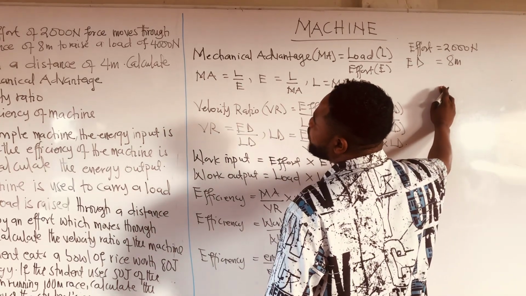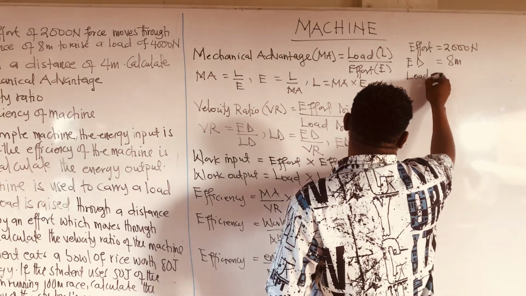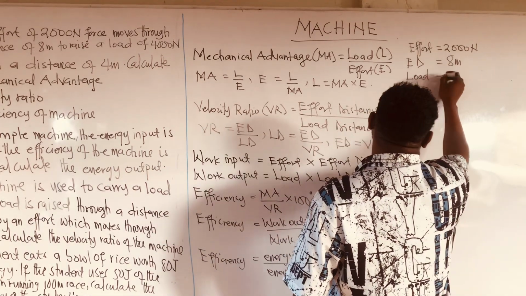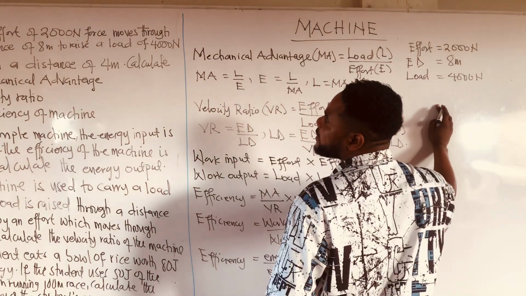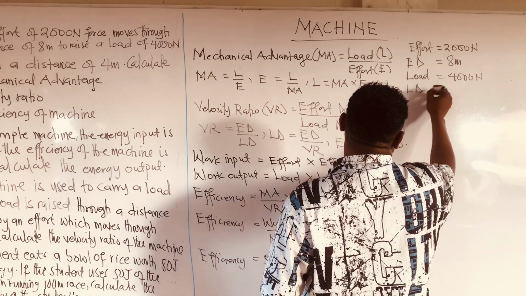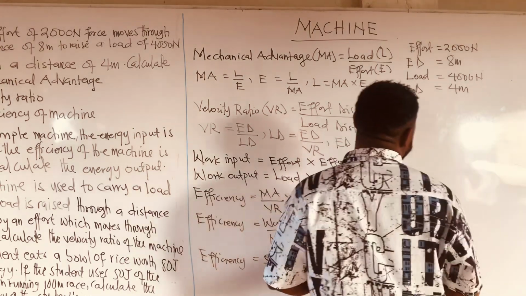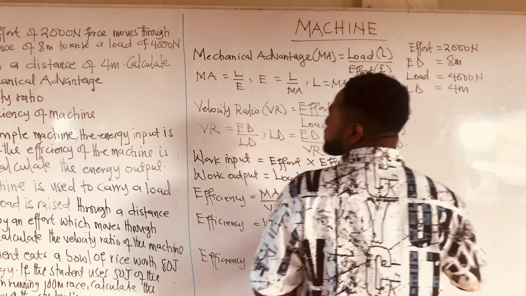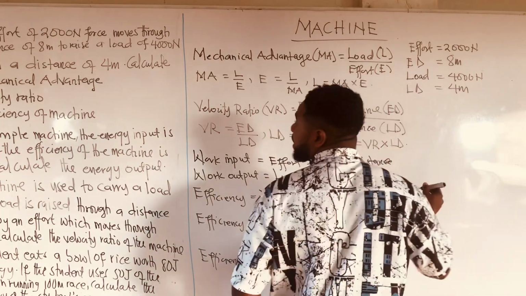Again, to raise a load of 4,000, so load is given, which is 4,000 Newton. And again, load distance, LD, is given, that is 4 meters, as we can see on the board. So this data that we have, we want to use it to calculate mechanical advantage.